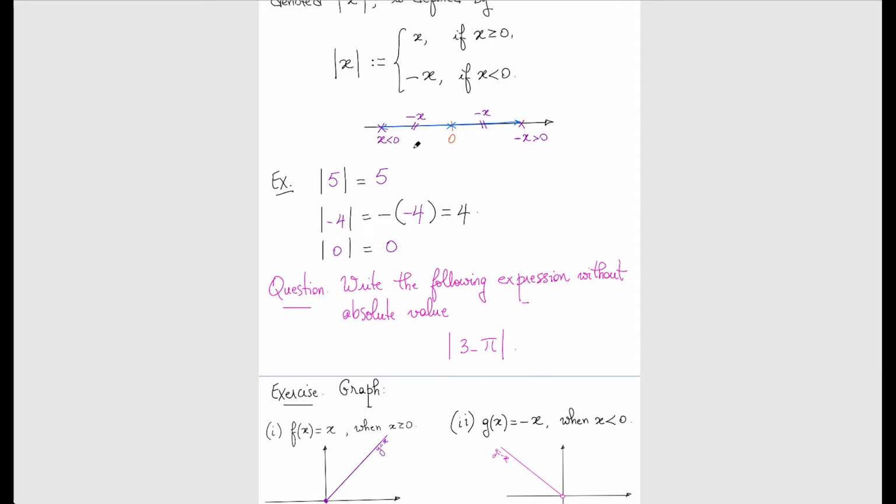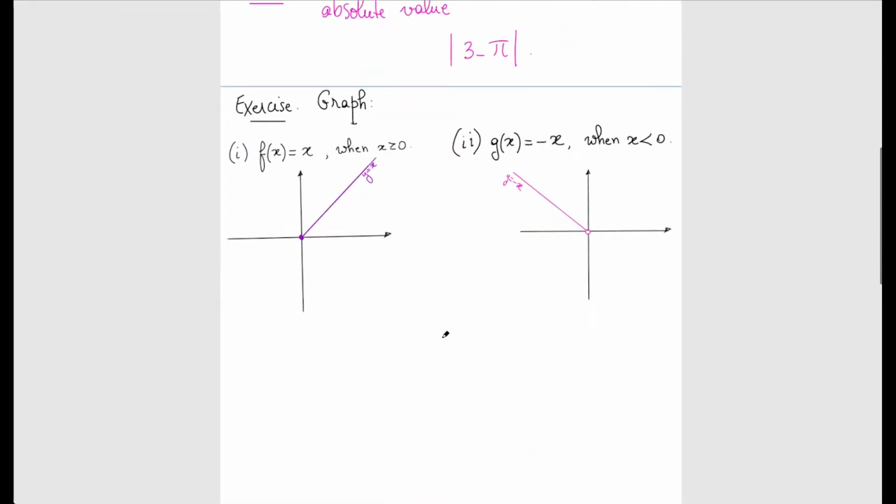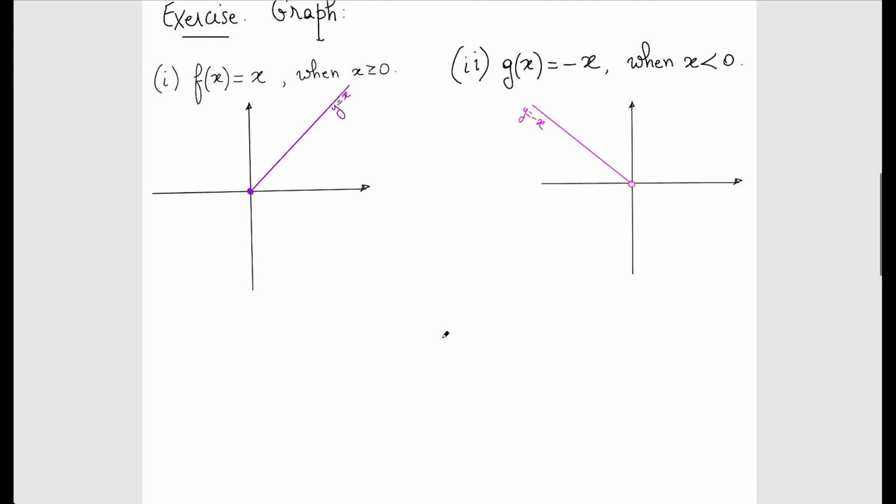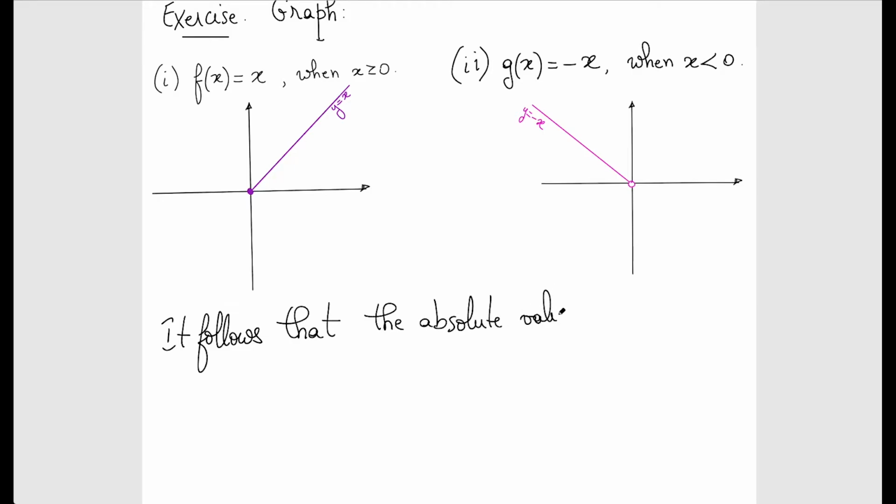Make sense? Alright, so out of this discussion, then, we can say that it follows that the absolute value function has the following graph.